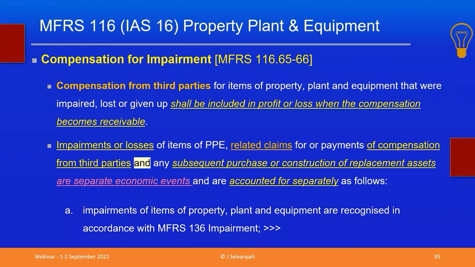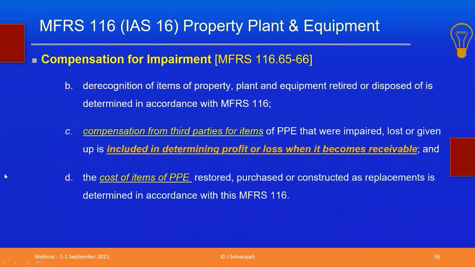Even companies will get some kind of assistance from the government. That's actually a compensation, right? Impairment of the item of property, plant and equipment is recognized in accordance with MFRS 136. Over and above depreciation, you add on the compensation on the impairment.